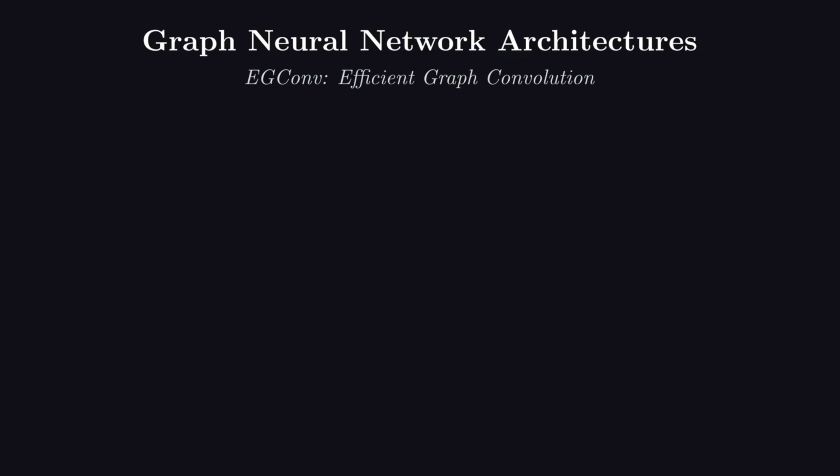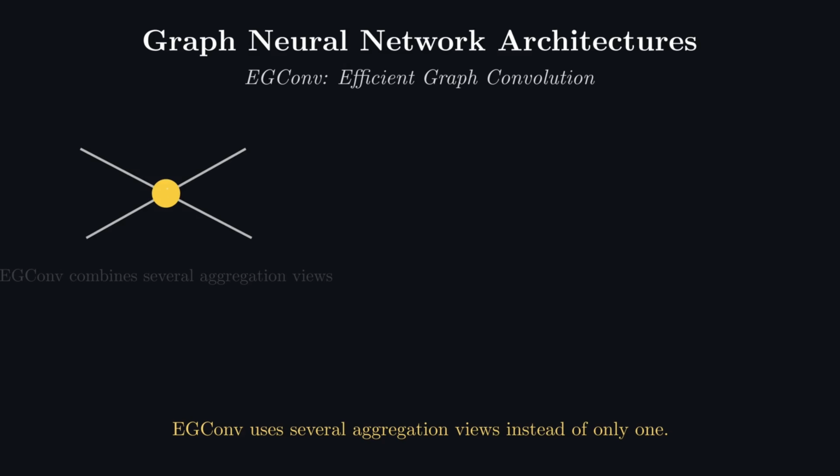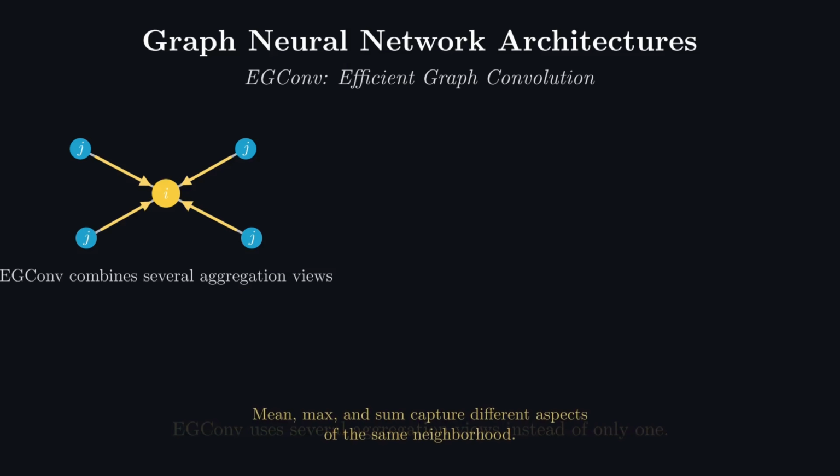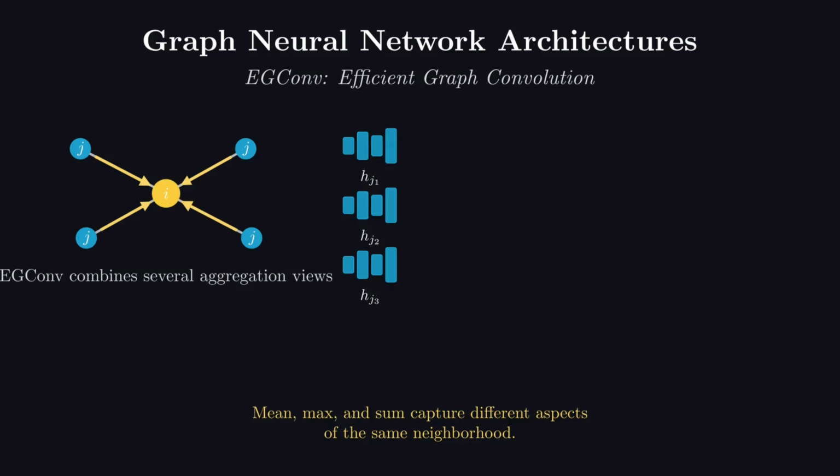Next is EGConv, which stands for Efficient Graph Convolution. The main idea is that one aggregation function may not capture everything about a neighborhood. On the left, the yellow node again receives information from its blue neighbors. But instead of using only one aggregation rule, EGConv looks at the same neighborhood from several different views. In the middle, the blue feature bars are the neighbor embeddings. These embeddings are passed into different aggregators, for example, mean, max, and sum.